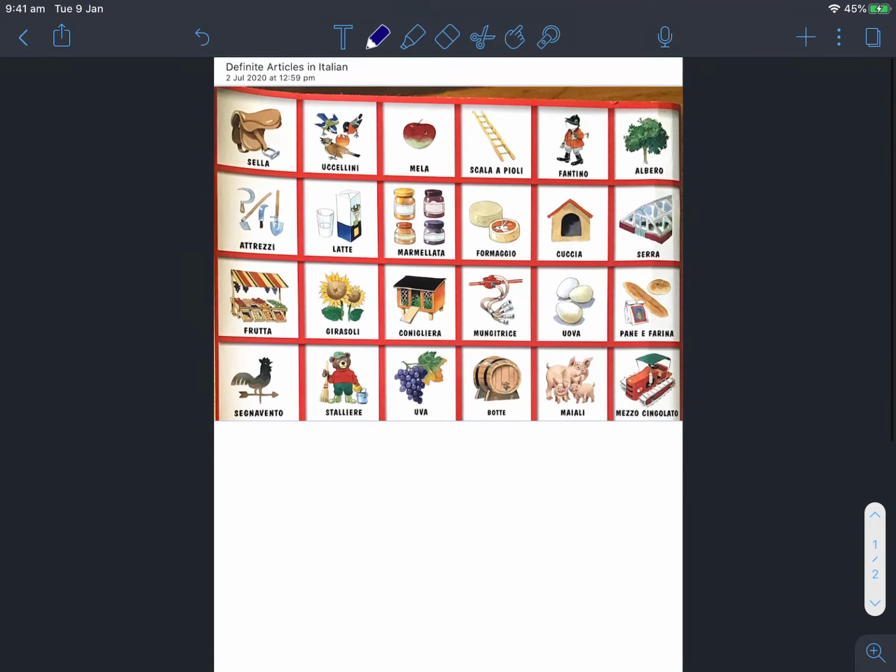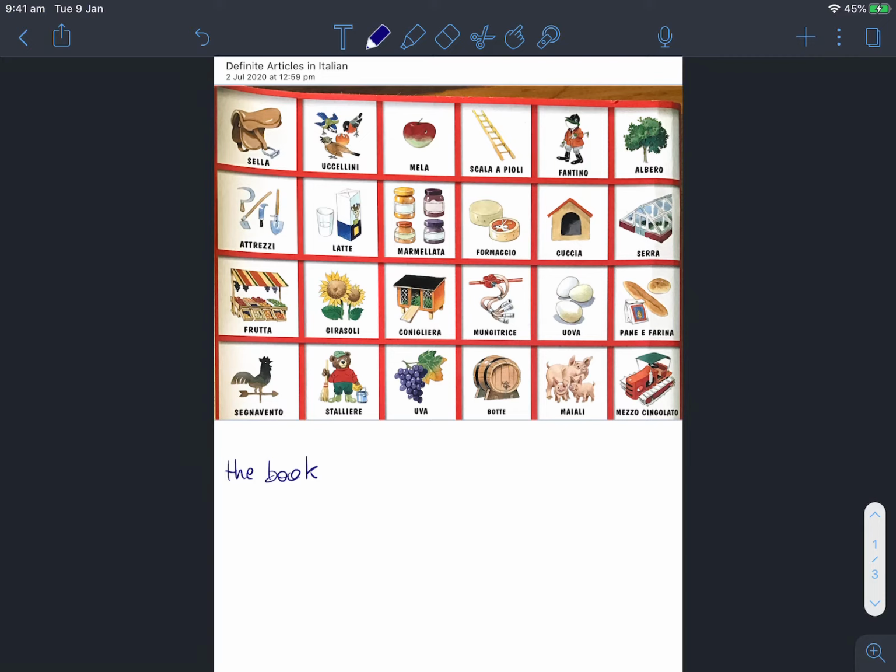First of all, what we mean by articles. Articles in English and Italian are the part that comes before the noun. So if you have, for example, the book, the is the article and book is the noun. Well, in Italian it's the same.